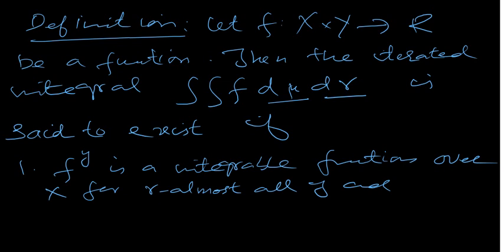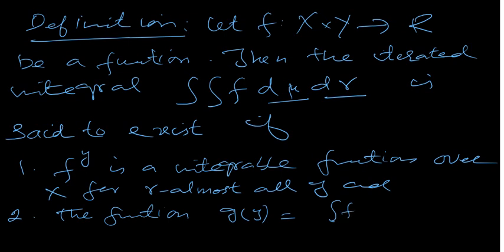And the second property is the following. After integrating with respect to x we have a function of y, the function g of y, which is equal to the integral of fy, that is f of x comma y, with respect to x. So you integrate this function with respect to x keeping y fixed, and you get a function of y only, g of y. Then you integrate this function g of y with respect to y, with respect to the measure nu. If this function is integrable with respect to nu, then we say this integral exists. Okay.